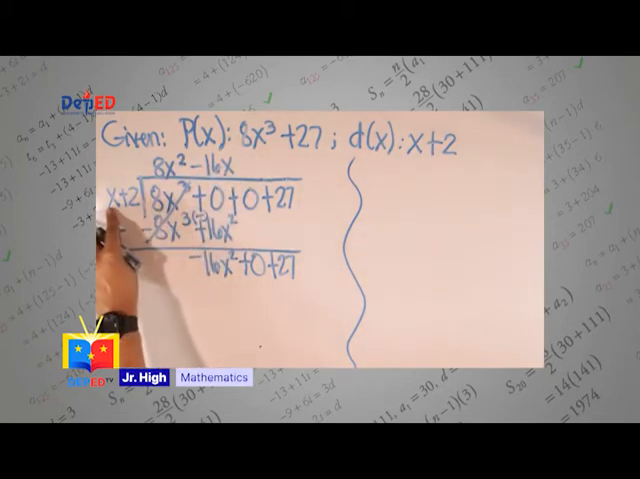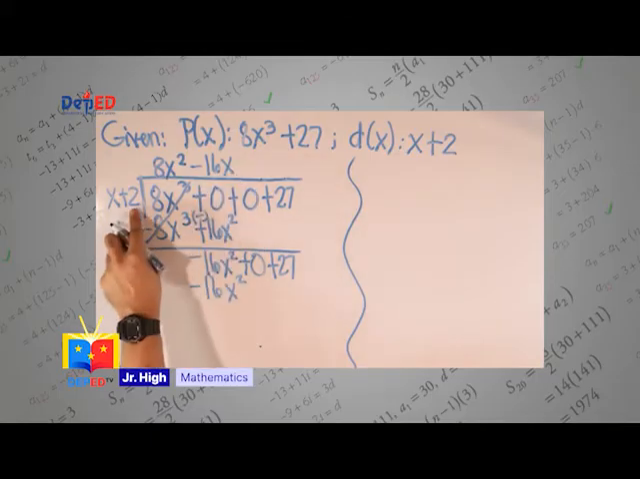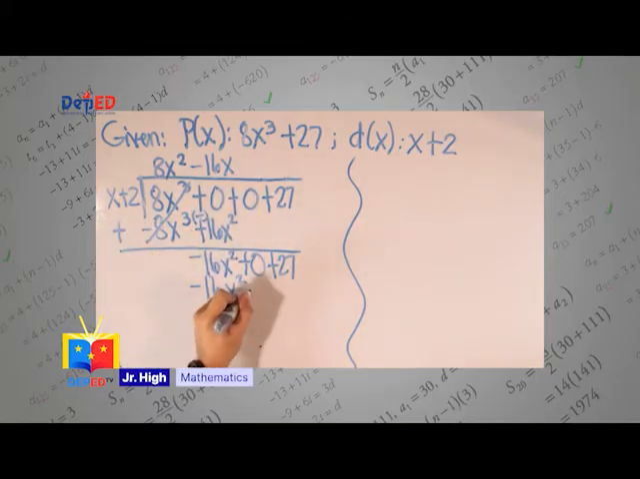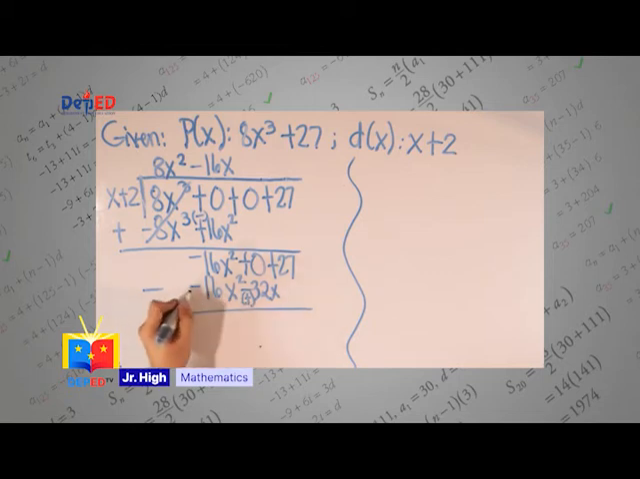Negative 16x times x is negative 16x squared. Negative 16x times positive 2 is equal to negative 32x. Again, let's subtract these terms. Change the sign of your subtrahend to its opposite. Negative 32x will be positive 32x. And negative 16x squared will become positive. Then proceed to addition rules.